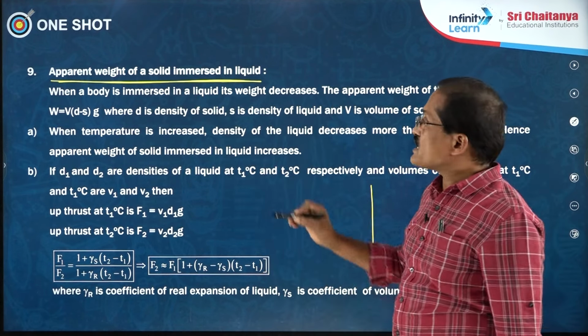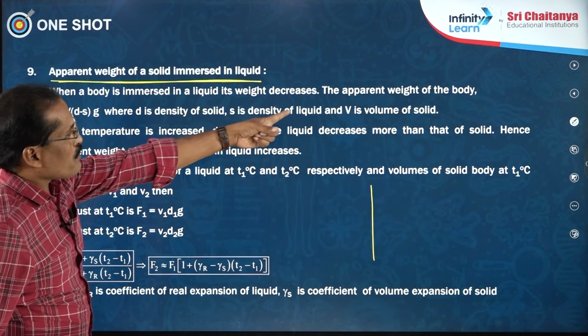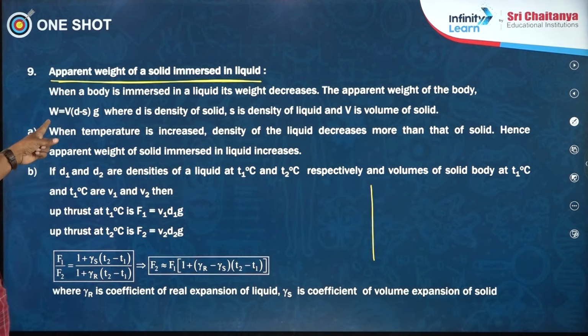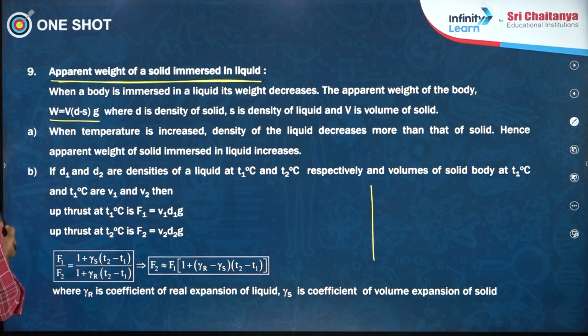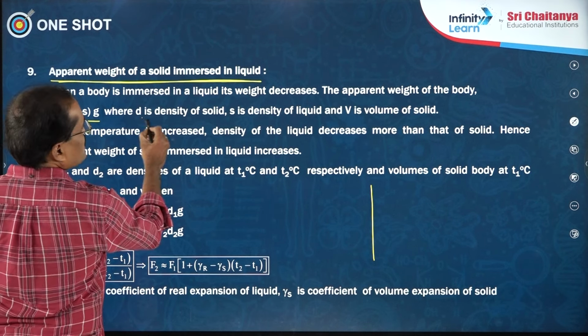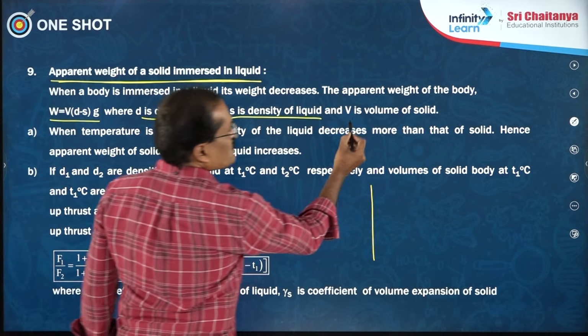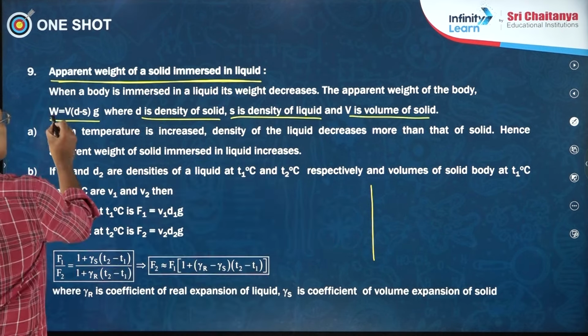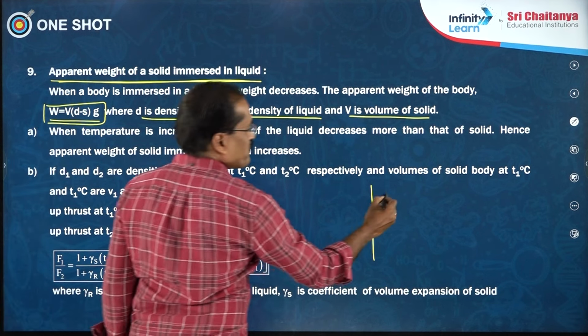Apparent weight is nothing but, you can see here, when a body is immersed in liquid, its weight decreases. The apparent weight of the body is equal to V into D minus S into G. D is the density of the solid, and S is the density of the liquid I mentioned, and V is the volume of the solid, right. So, this is equal to apparent weight.